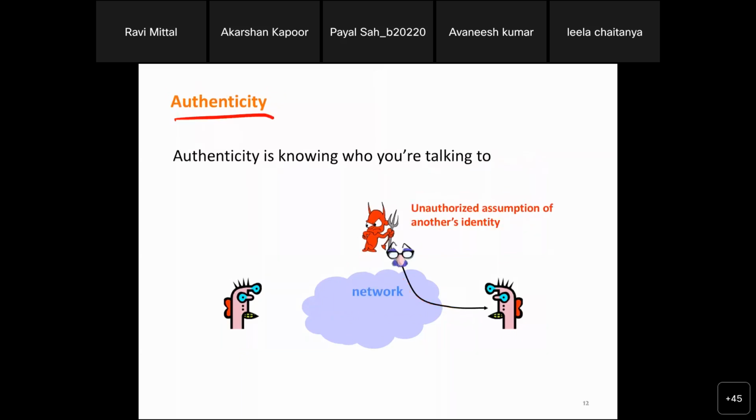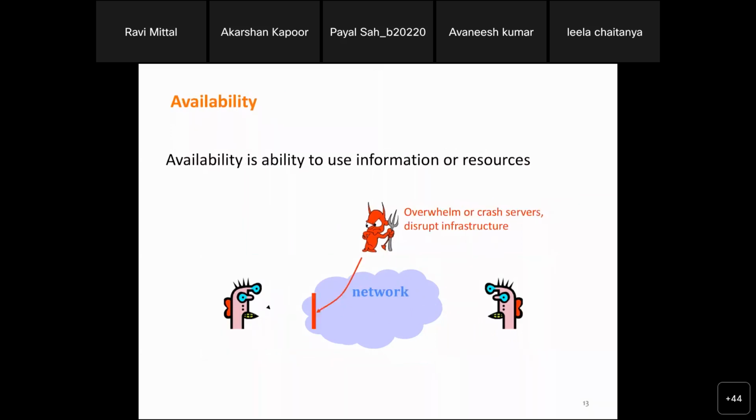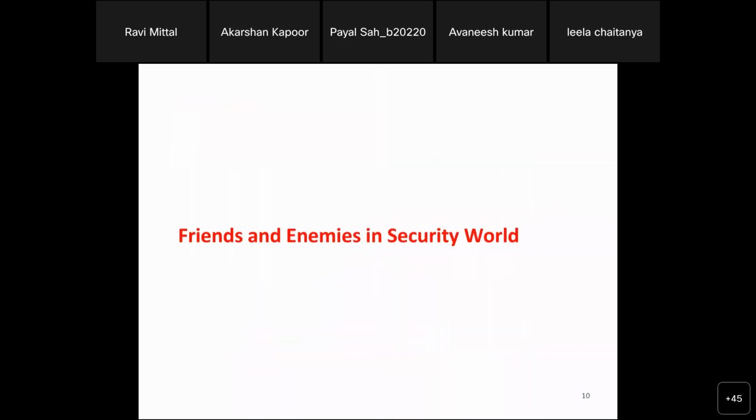And then authenticity. You should know whom you are talking to. If Bob thinks that he is talking to Alice, actually he should be talking to Alice, not to Trudy or somebody in between. Availability is that Alice is communicating with Bob, and whatever packets Alice is sending should not be gobbled by somebody in between. Essentially, it means overwhelming a server or crashing a server and disruption of infrastructure. So these are the three things that we want to achieve.